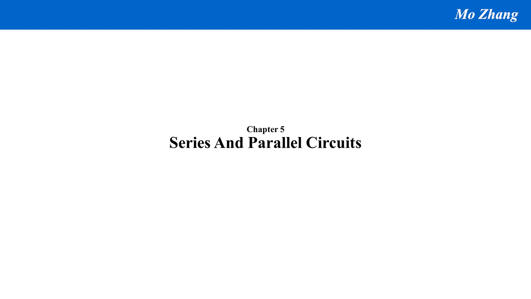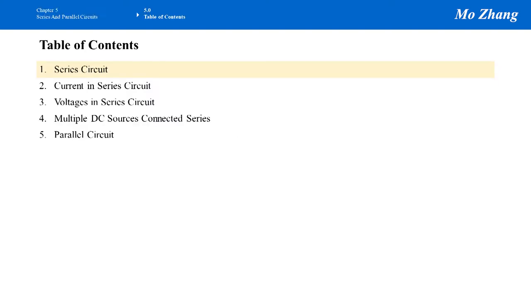This is chapter 5, the series and the parallel circuits. This chapter has these important topics. 5.1 is about series circuit. 5.2, the current in series circuit. 5.3, voltages in series circuit. Section 5.4, multiple DC sources connected in series. 5.5 is about the parallel circuit.